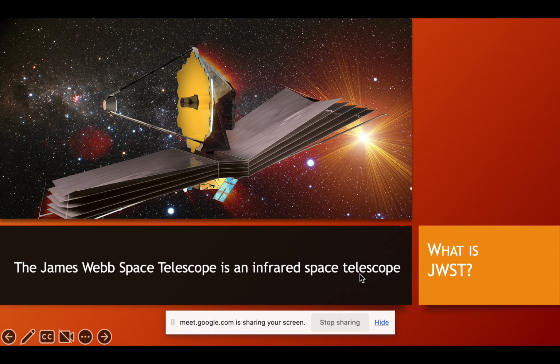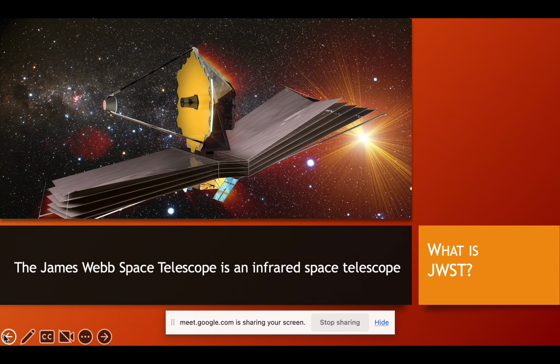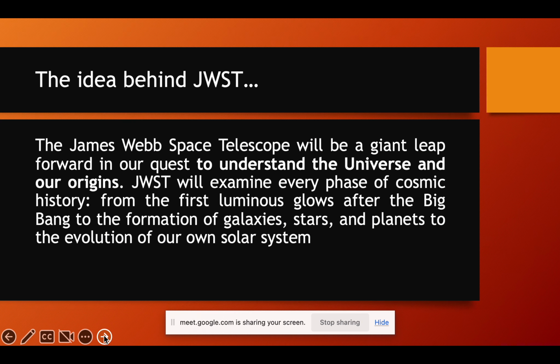I'm going to start from here. First of all, what was the basic purpose of the telescope? The idea behind the James Webb Telescope was to be a giant leap forward in our understanding of the origins of the universe. Essentially, it was to examine every phase of cosmic history, from the first luminous glows after the Big Bang to the formation of galaxies, stars, planets, and to the evolution of our very own solar system.